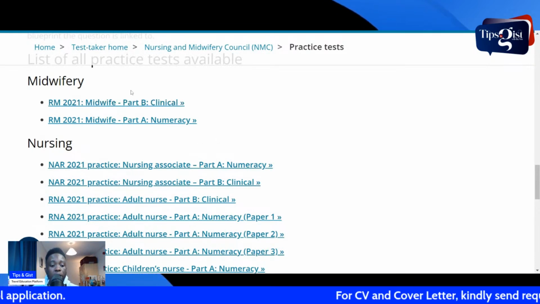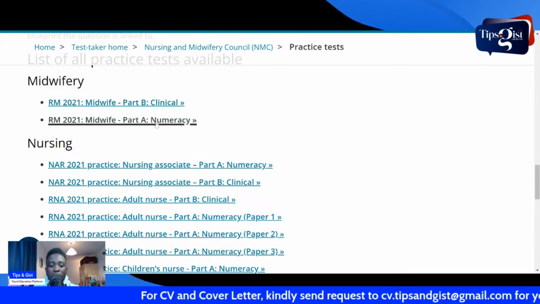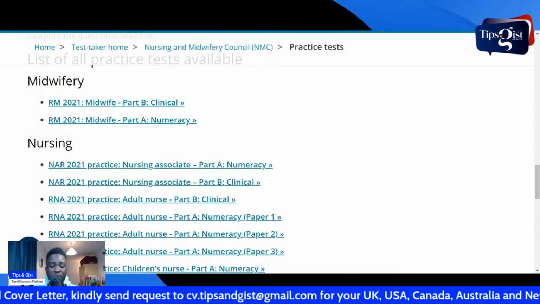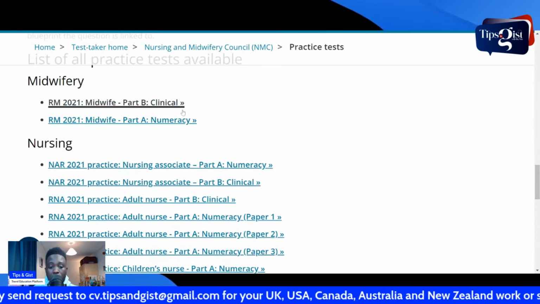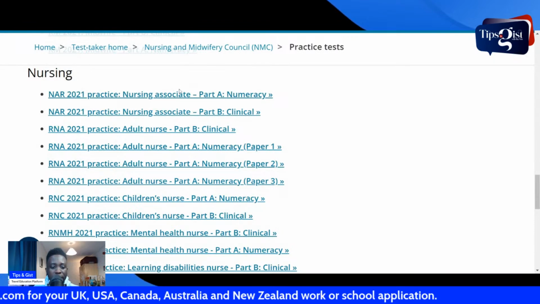If you are a midwife, you have the clinical and the numeracy. So part A and part B. So you can rehearse for your part A and your part B, right? You can come and do rehearsals. As for midwives, they have only one material for clinicals, one material for numeracy. If you are a nursing associate, the same thing.